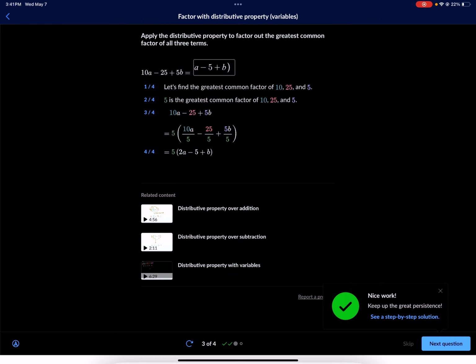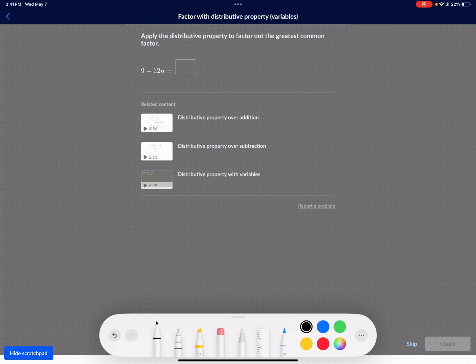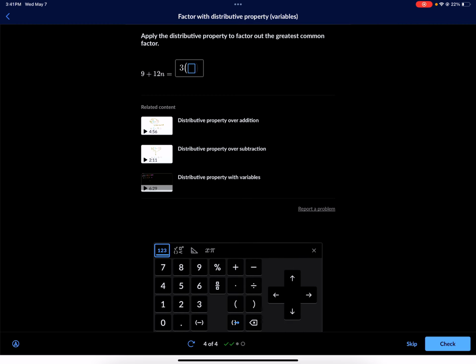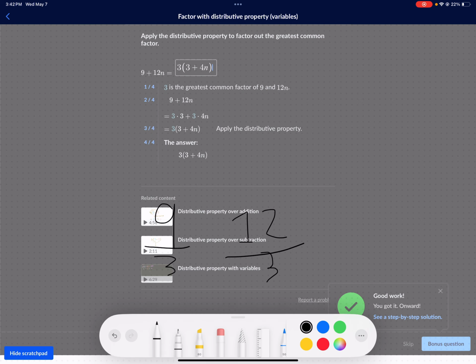Okay, next problem. Apply the distributive property to factor out the greatest common factor. So we have 9 and 12. So we want to make sure it's under 9. Okay, factors of 9. There's only 2, right? The only one I can think of is 3. So 3 must be our greatest common factor. So we put 3, and then we put parentheses. Let's see here. 3 plus 4n, right? You see how I got that? Because I did 3 times 3 is 9, and 3 times 4 is 12. So this is our answer. If you got that right, good job. If you didn't, here are the videos, and happy studying.